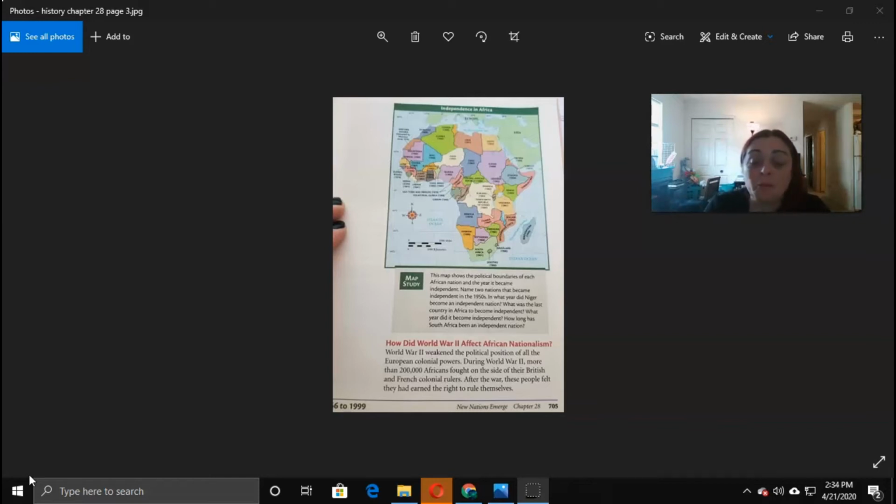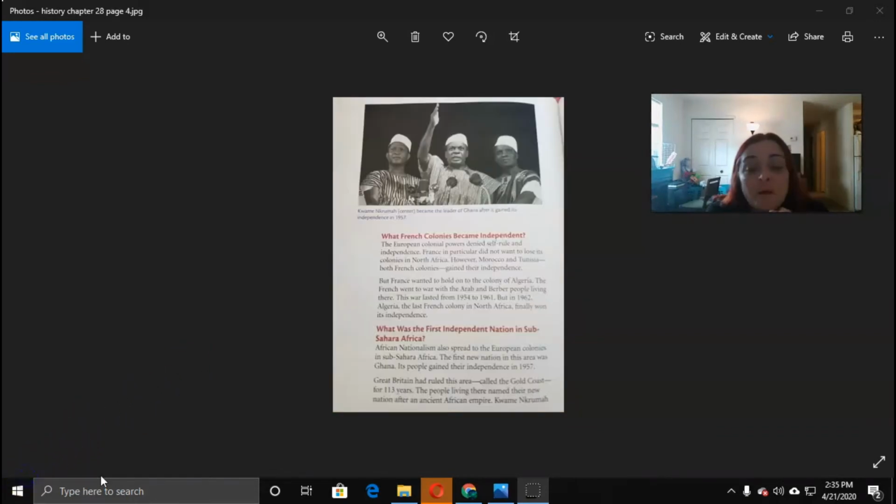Okay, World War II weakened the political position of all the European colonial powers. During World War II, more than 200,000 Africans fought on the side of their British and French colonial rulers. After the war, these people felt they had earned the right to rule themselves. What French colonies became independent?